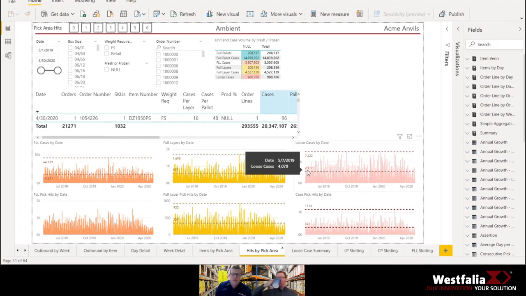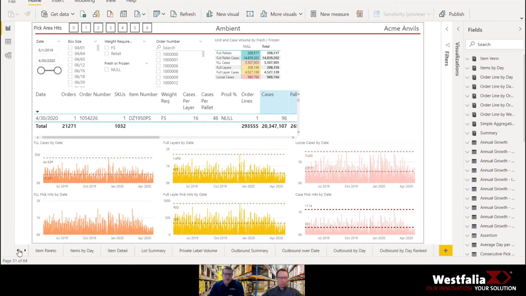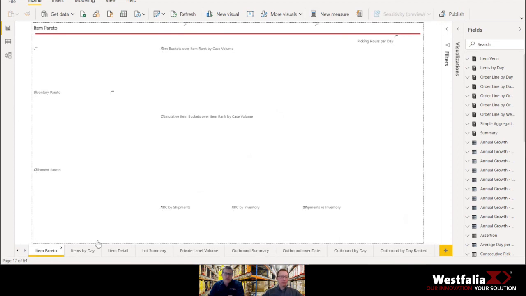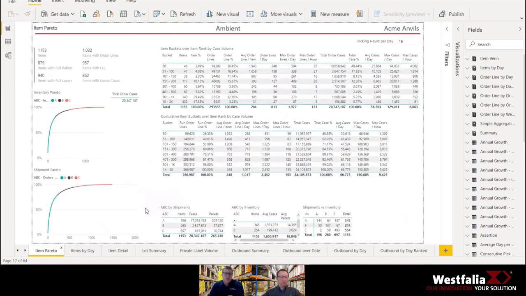Okay, and you know what? There may be an opportunity to do some case flow lanes here. Show me that Pareto just so we can see what the A, B, and C's look like, and maybe we can put some of those very low moving C movers, or what we like to call the cats and dogs, into some case flow lanes to save us some space here. Yeah, that's a great question.